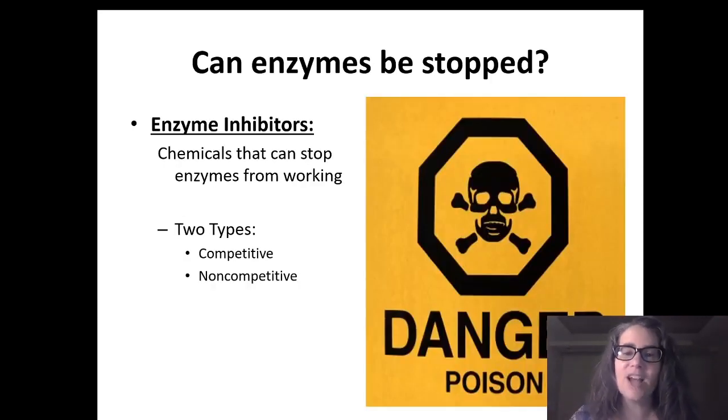Now, can enzymes be stopped? Yes, right? We need to be able to stop them so that they don't go too far. Chemicals that stop enzymes from working are called inhibitors. And inhibitors come in various types. I'm going to walk you through competitive and non-competitive, but there are some other types like allosteric enzyme systems, etc. I showed this danger poison sign because there are certain enzymes that stop working in the presence of certain poisons. A lot of the reason why poisons kill you is because they're inhibiting or blocking an enzyme from functioning inside of your body.